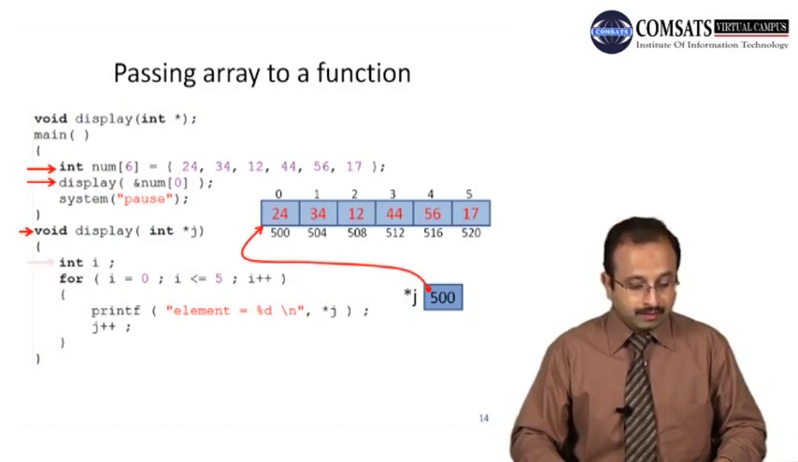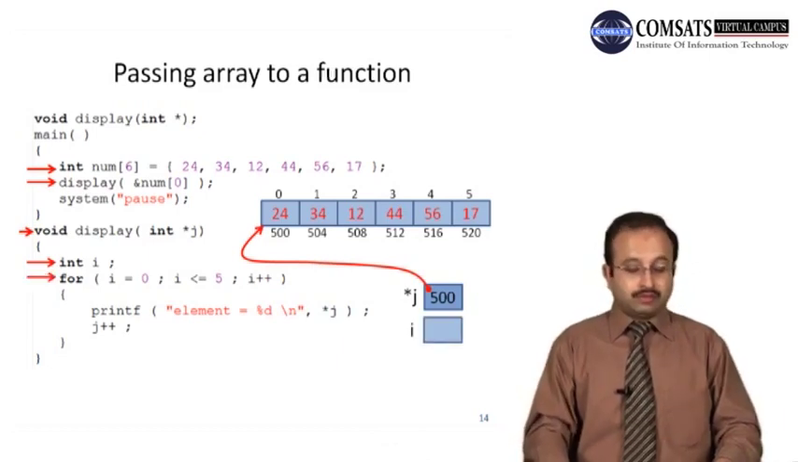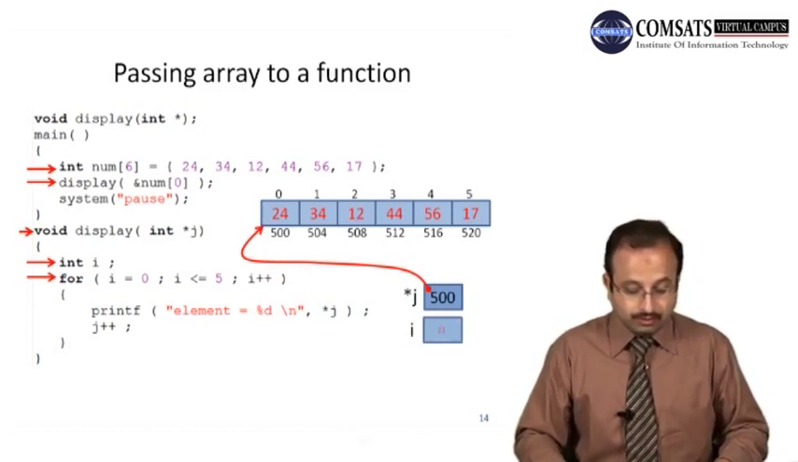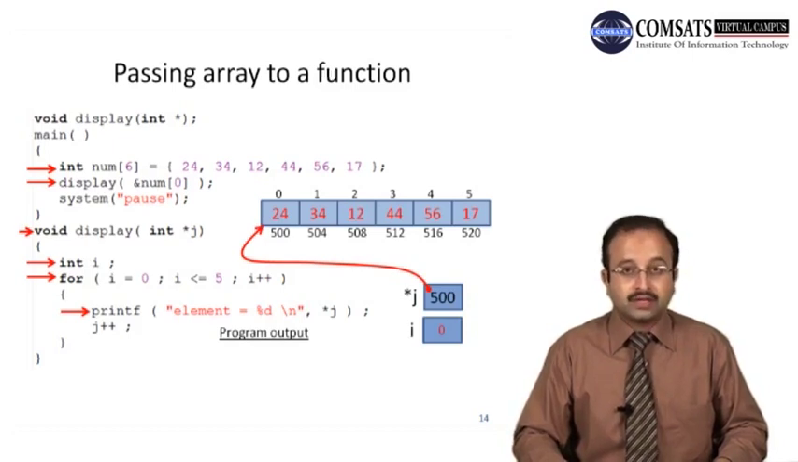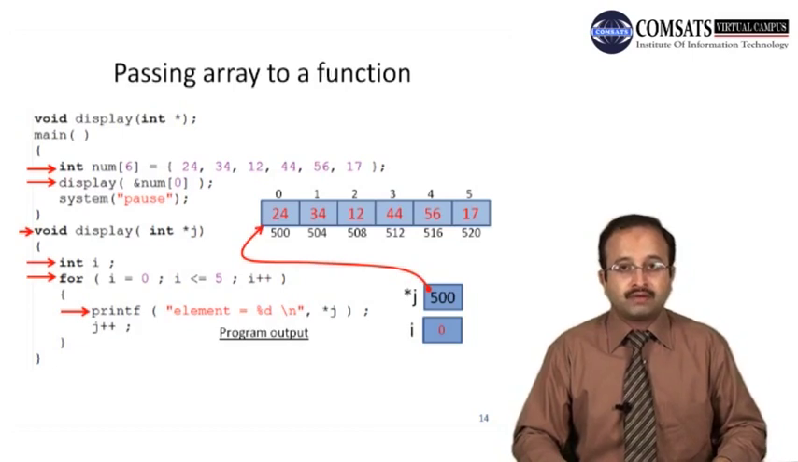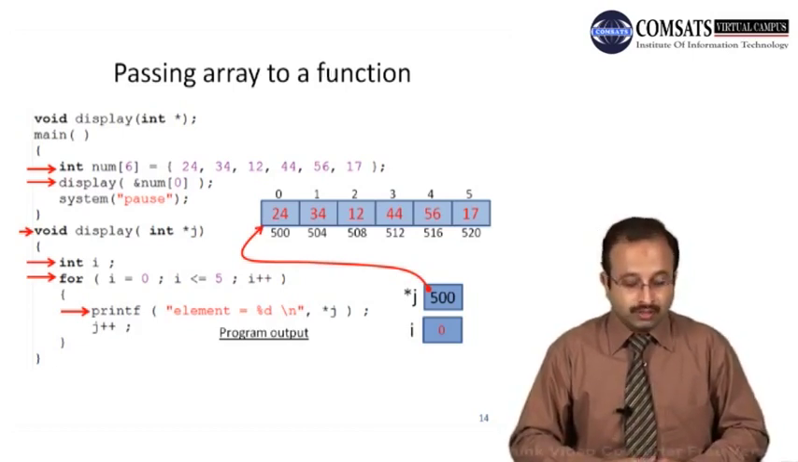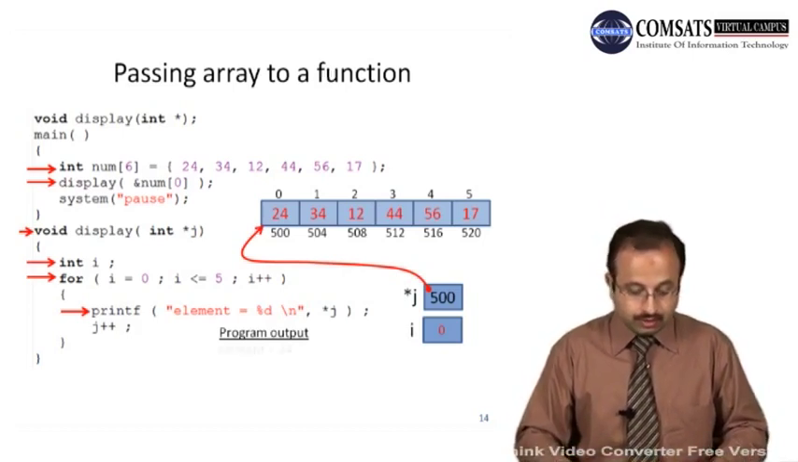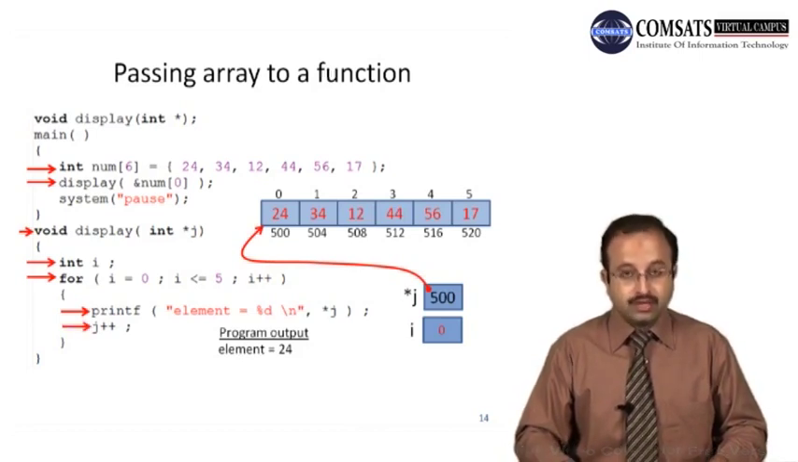Now we have a variable I. In the execution of the loop, you initialize the variable I with 0, check the condition, I less than or equal to 5, the condition is true, then there's the output, that is this printf statement. It prints "element is equal to %d", and in place of %d you are printing the value of *J. Now what is *J? *J is *500. And how can we read *500? We read it as the value at address 500. So what is the value at address 500? That is 24. So this is the output, element is equal to 24. Next you are incrementing the value of J. So the value of J is incremented.